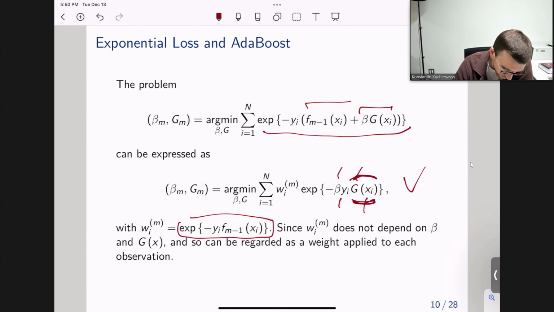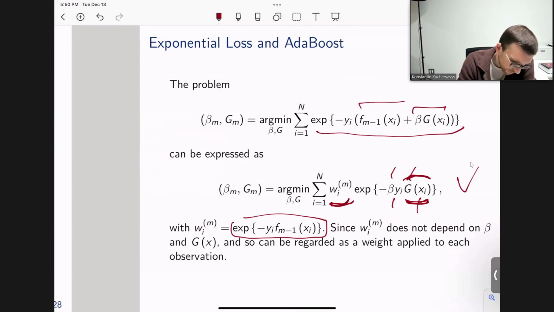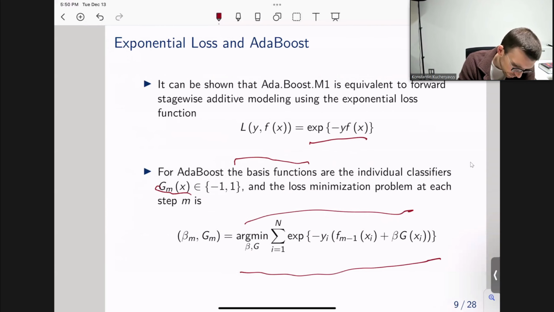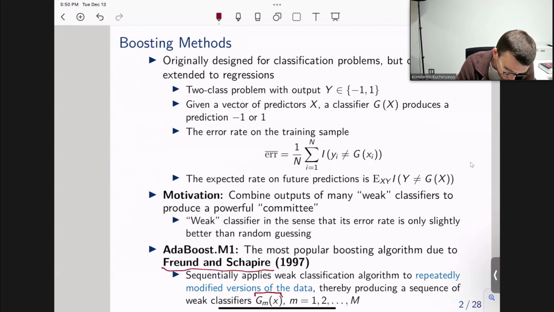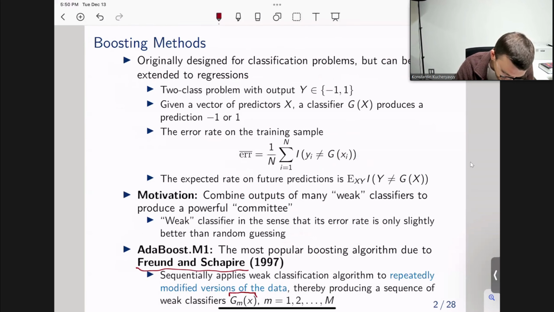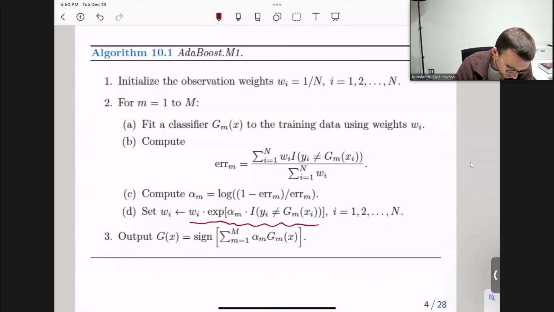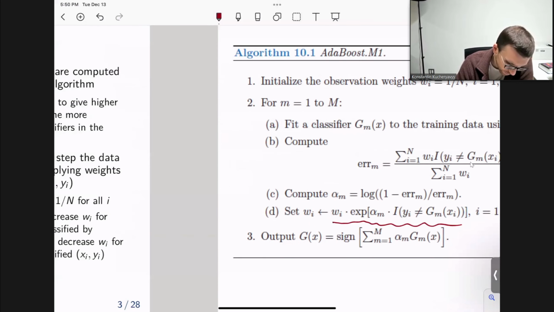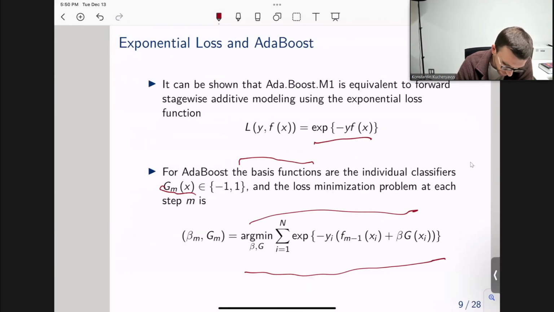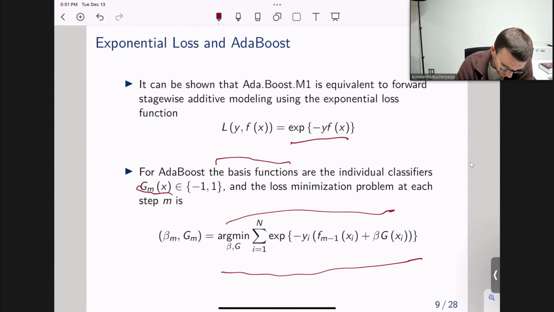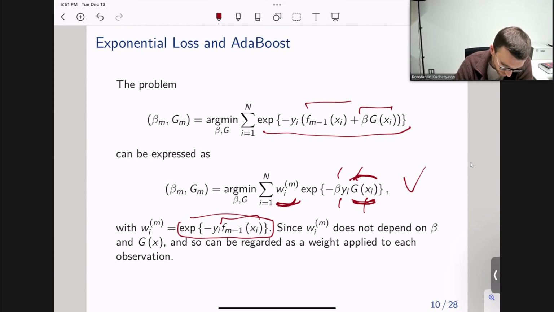So the weights already look like they're coming from AdaBoost. If you look at the weights from AdaBoost, then they kind of look like an exponent of something. So it gives you an idea that, okay, it does look like we are minimizing this function. But it's still not clear because we don't know what this f is.